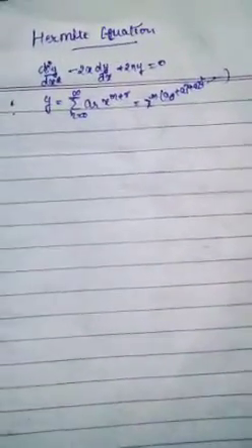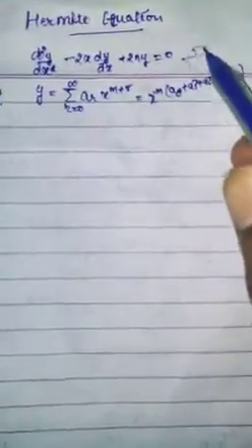Or we can write it as x raised to the power m times a naught plus a1 x plus a2 x square and so on, up to infinity. If this is the solution, then it satisfies the equation first. So we have to put the results in equation first.